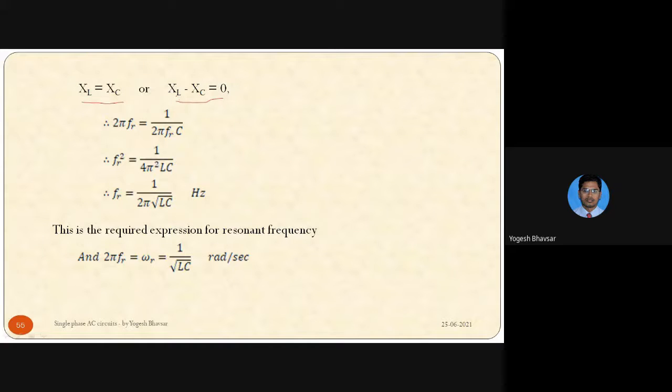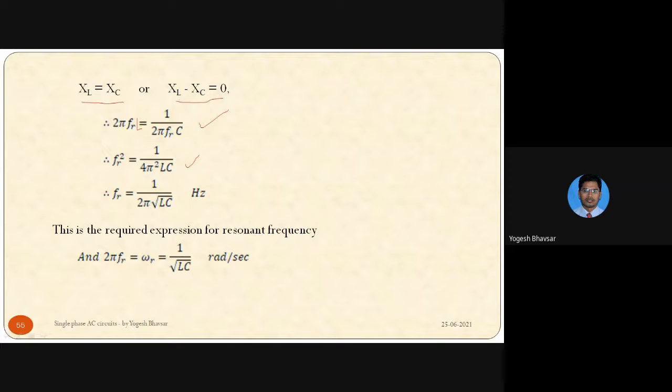Now put the value of XL that we know, 2 pi FL. Here L is remaining, 2 pi FL. So here F is equal to Fr because we have the condition for resonance. So we'll replace F by Fr. And XC is 1 by 2 pi FrC. So we can put the value of XL and XC. The next thing is that taking this F to the left side, then Fr square is equal to 1 by 2 into 2, 4 pi square L into C, this L and this C. So Fr square is equal to 1 by 4 pi square LC.